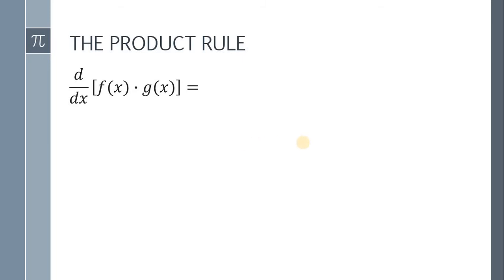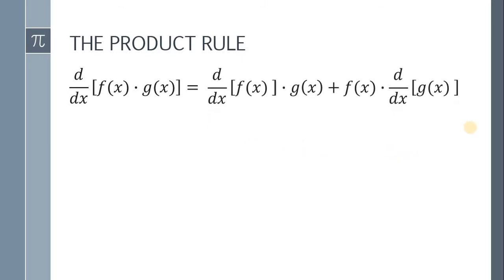So the derivative of f of x times g of x is equivalent to the derivative of f of x times g of x plus f of x times the derivative of g of x. Or simply, the derivative of the first times the second plus first times the derivative of the second. Madali lang siya i-memorize. So, ganito lang siya. Derivative of the first times the second plus first times the derivative of the second.